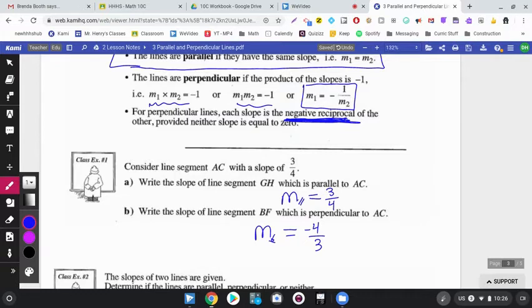This is something we have to memorize. This is something we have to know. And it's going to be really, really useful for us to have. Okay, let's move on.